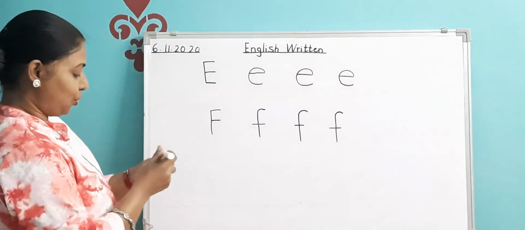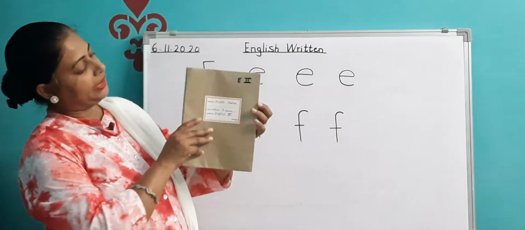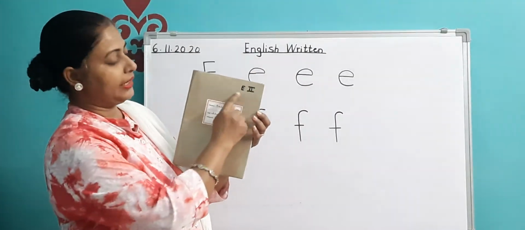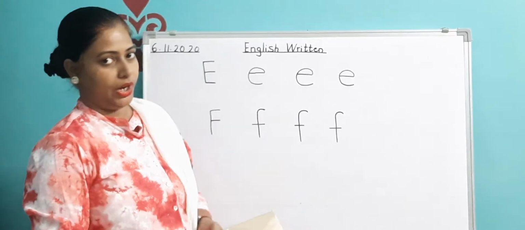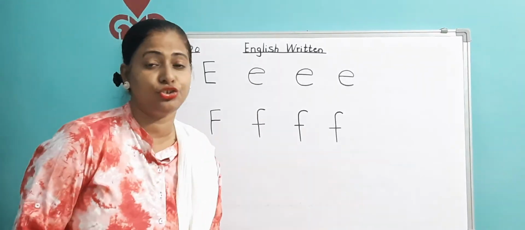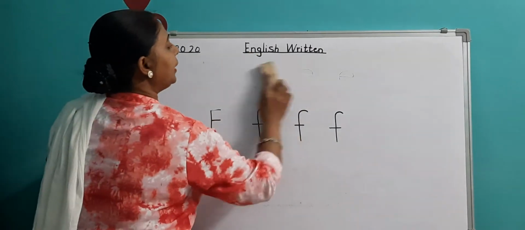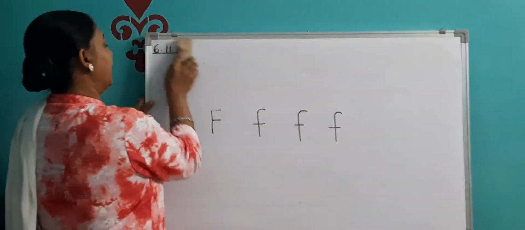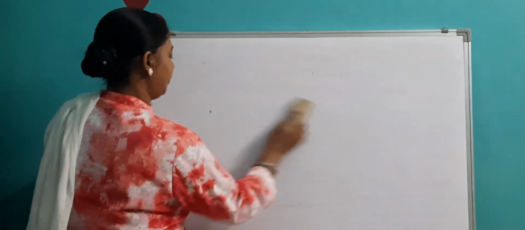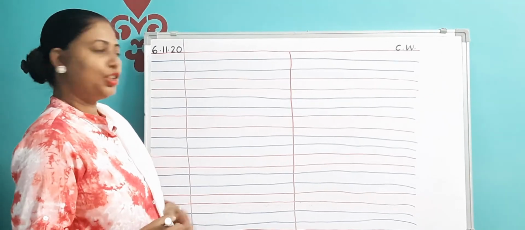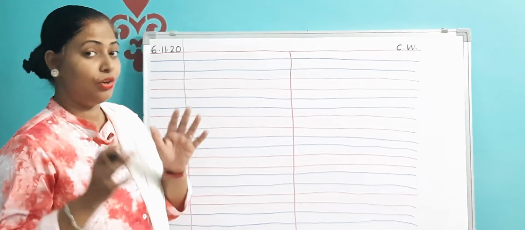Okay, children? Now quickly, you have your E2 copy as I told. In this E2 copy, English 2 copy, we are going to do this work. So very quickly take out your English 2 copy. In the meantime, ma'am will draw the lines. You be ready with the copy. Now children, you can see I am ready with the lines and I hope you all are ready with your copies.